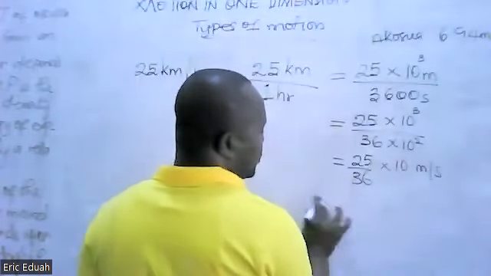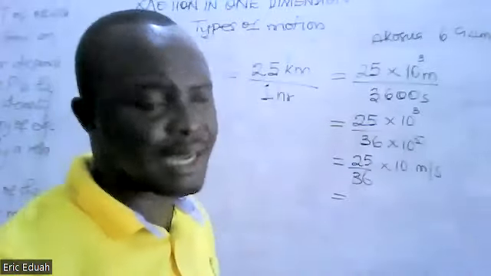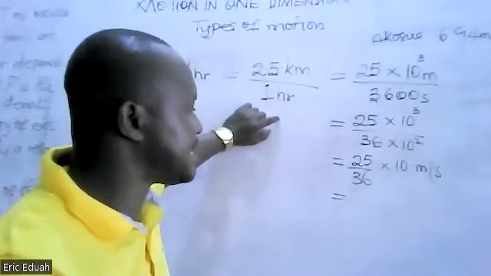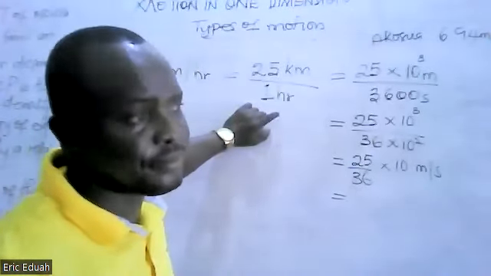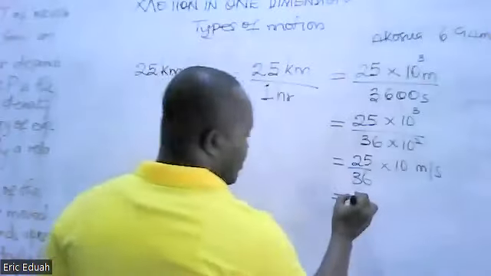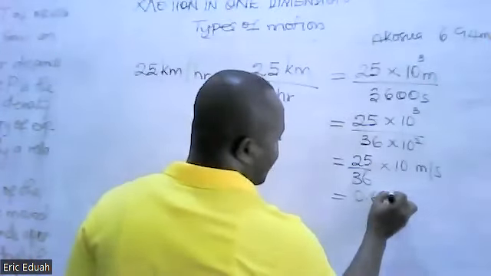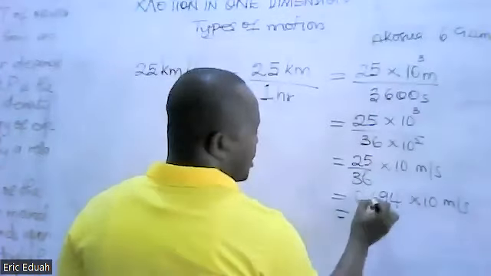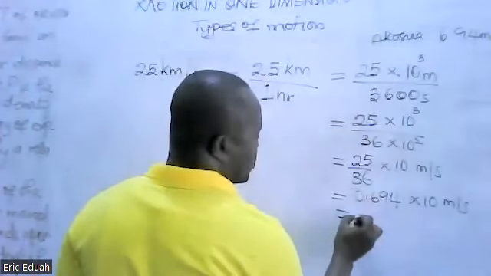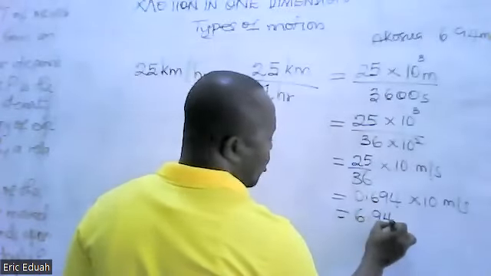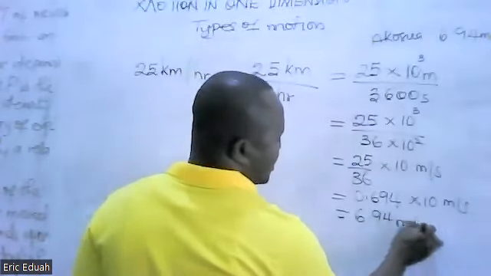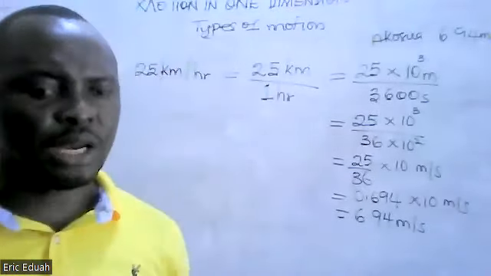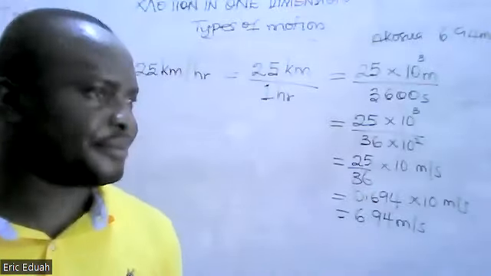Now you divide 25 by 36. What is 25 by 36? 0.694. This is times 10. So times 10, I shift the decimal place 1. So I have 6.94 meter per second. All is well. Are we fine?